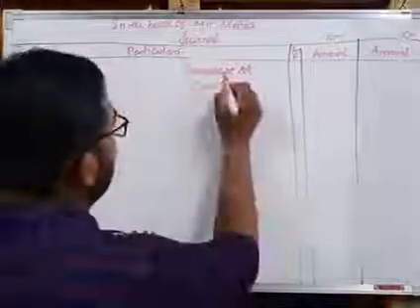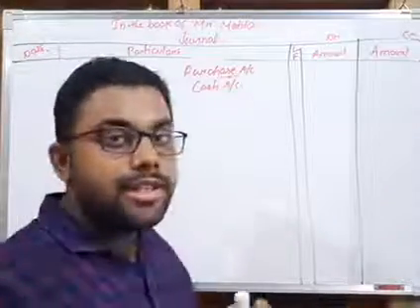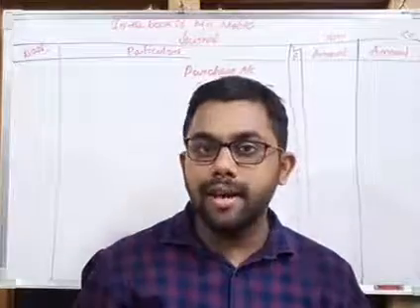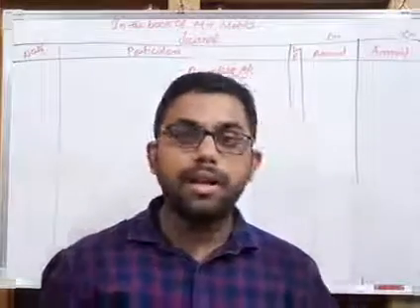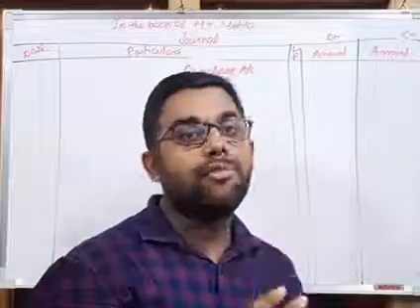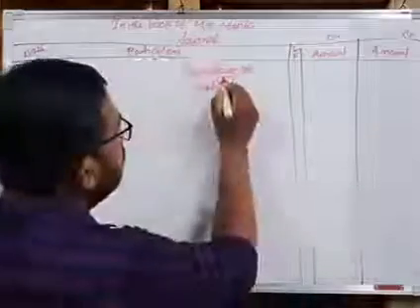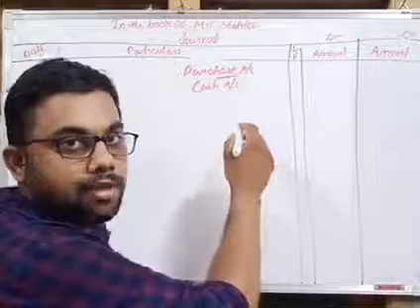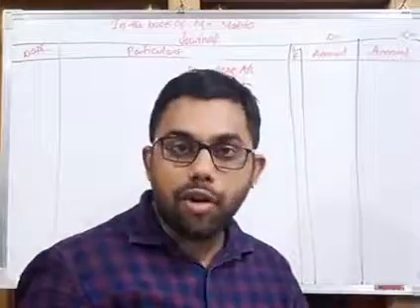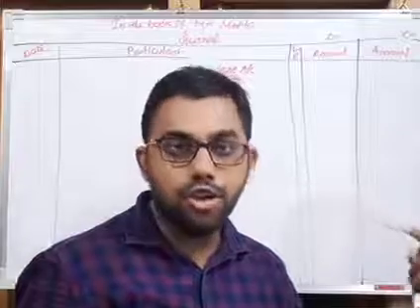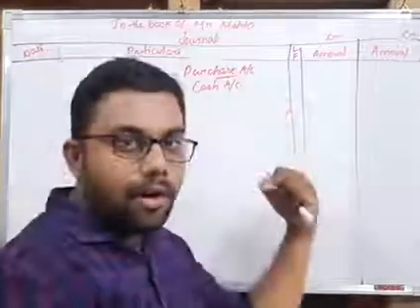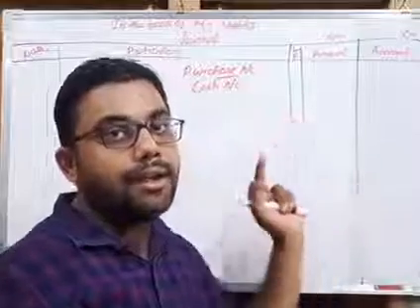Okay, so purchase account. When I classify the accounts, there are three types of account. One is personal account, one is real account, and one is nominal account. Personal account is related to any person, any institution, and any group of persons. So can we say that it is a personal account? No, because personal account is followed by any person, any organization, any shop, any institution, or any group of persons. As it is not matched with our personal account, it does not fall under personal account.